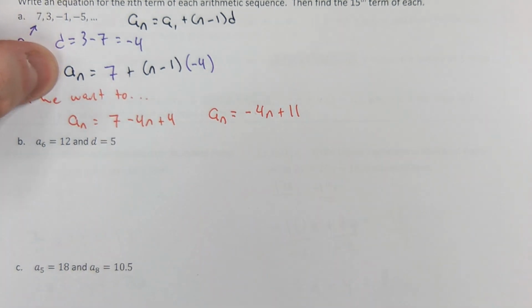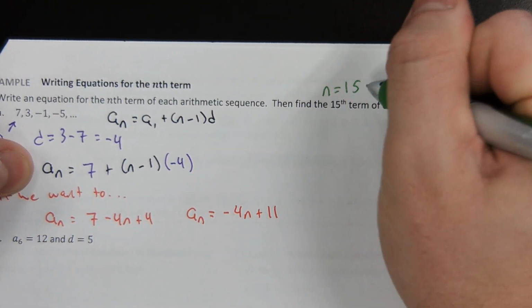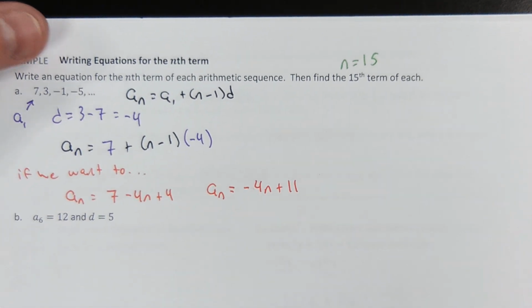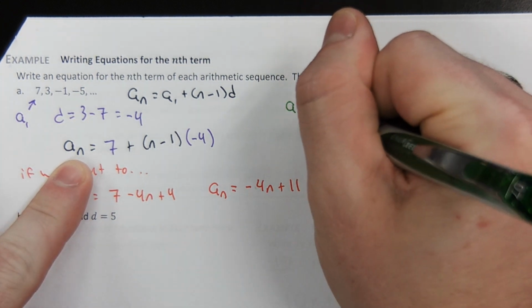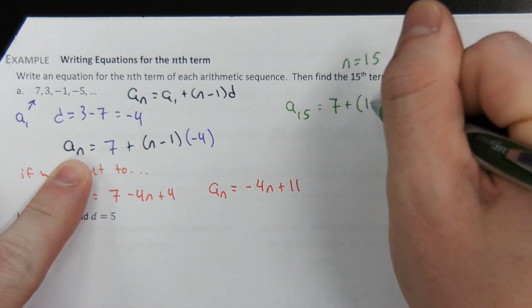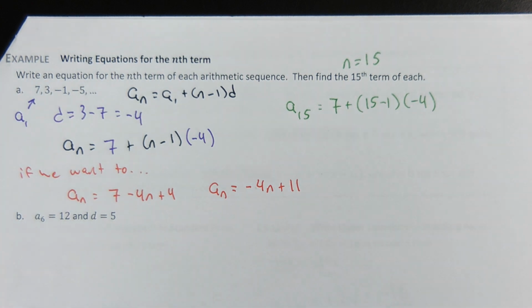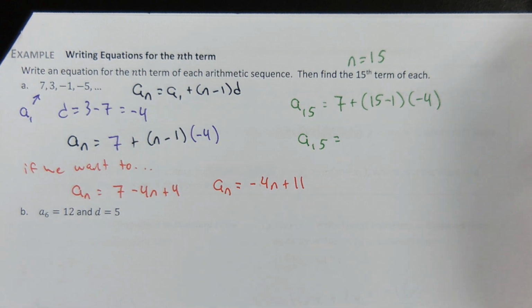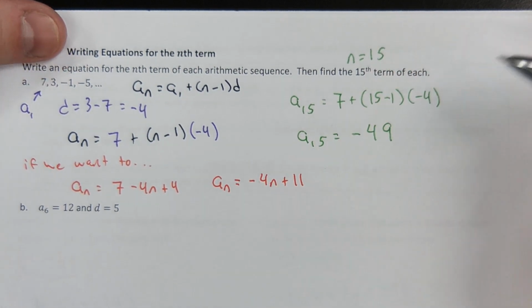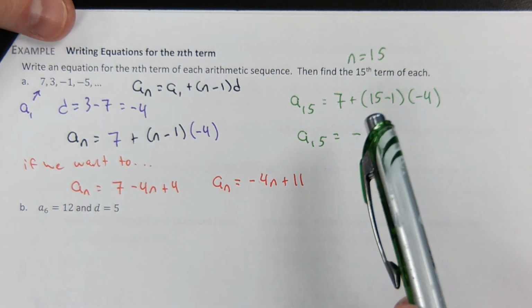So I'm going to use this. I'm going to find a sub 15. Oh, 15th term. That's n equals 15. So we get to plug in n equals 15 here and here. And you can grab a handy dandy calculator if you need to. It's fine. It's 7 minus 56 or something like that. Negative 49. There you go. You can have scientifics on the test. It's fine. It's whatever. But you'll get negative 49.